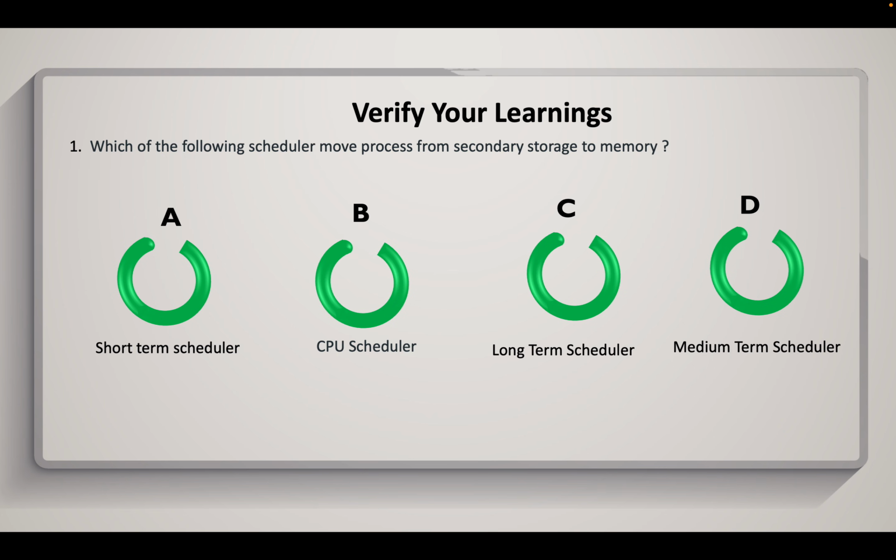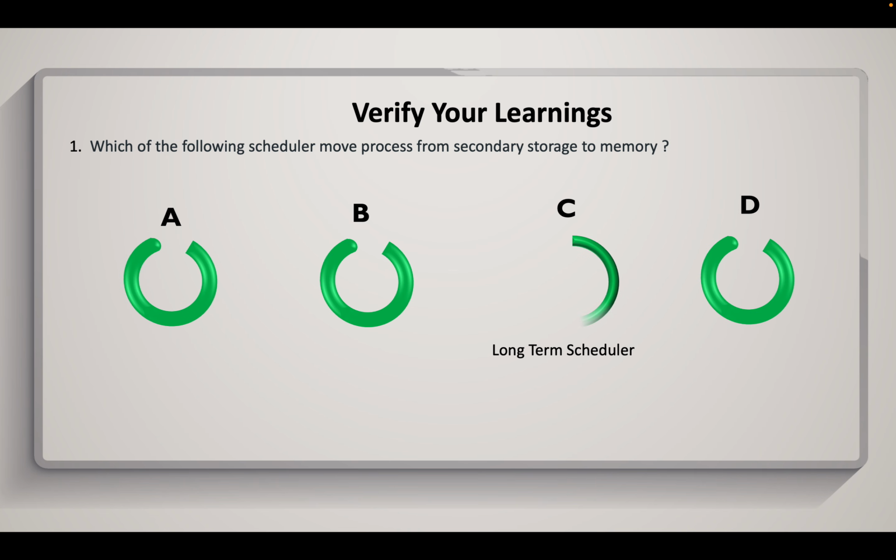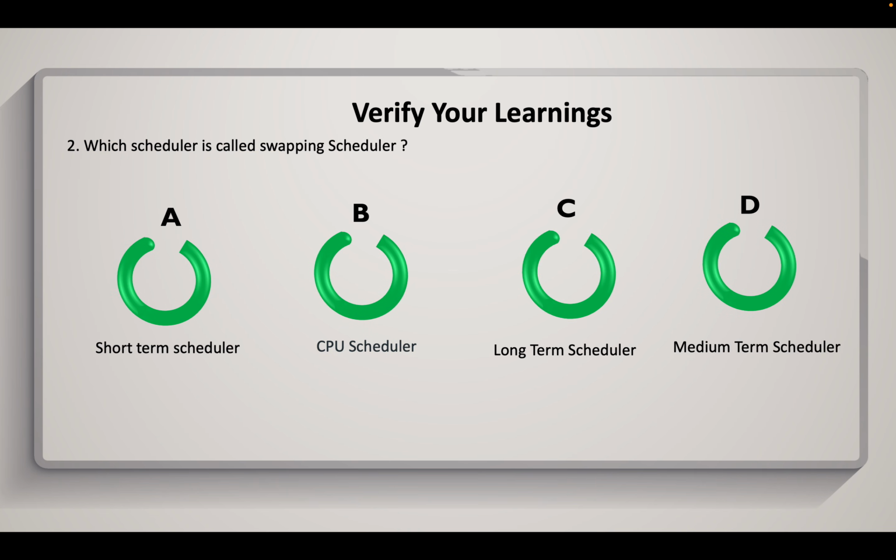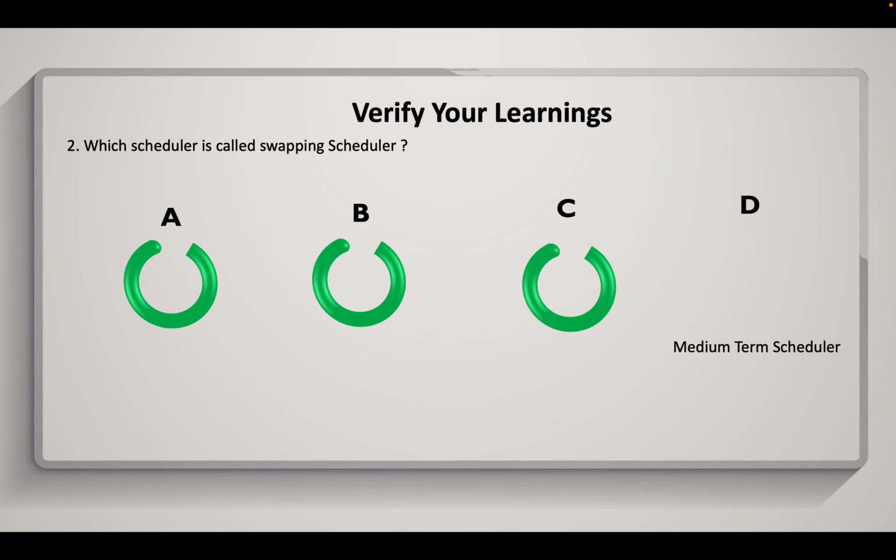Which of the following schedulers moves a process from secondary storage to memory? Secondary storage to memory means long-term scheduler. Answer C, long-term scheduler. Which scheduler is called a swapping scheduler? Medium-term scheduler is called swapping. Answer D, medium-term scheduler.